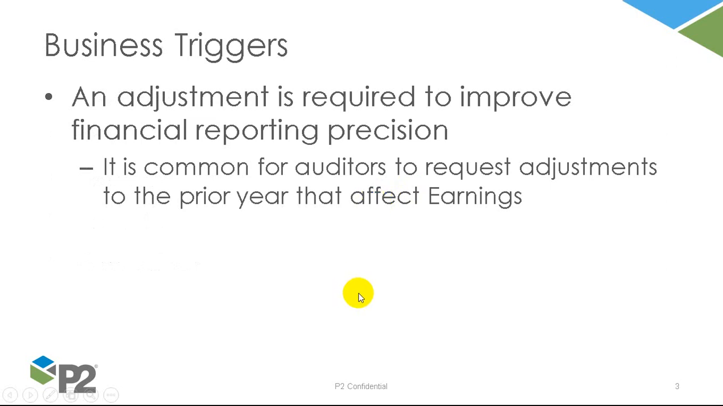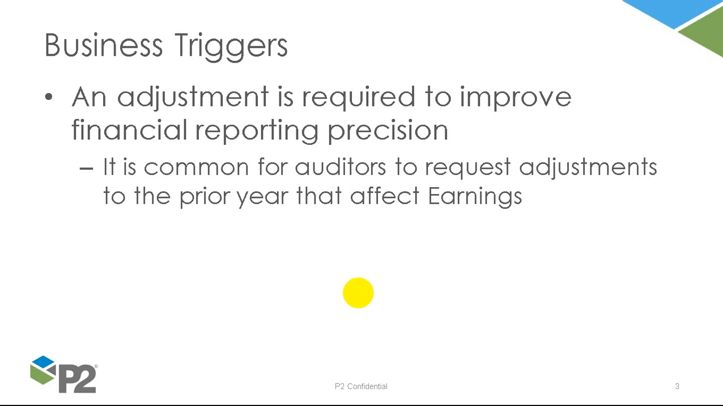So what is the business trigger for entering a prior year period 13 adjustment? Usually, you need to do this when an adjustment is required to improve financial reporting precision. And it is common for these adjustments to be requested by auditors. And usually these are going to affect earnings to some degree.